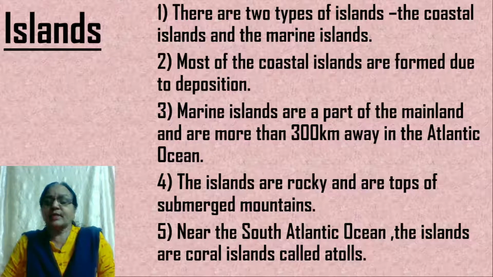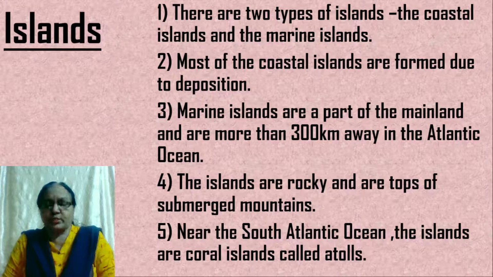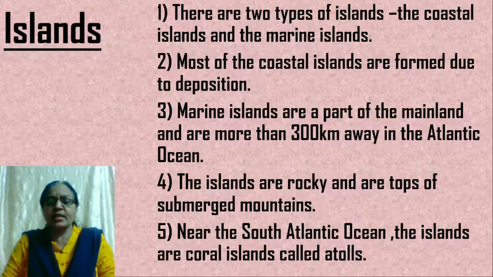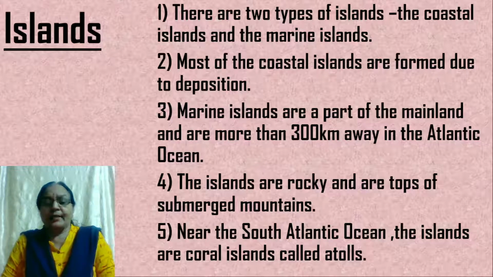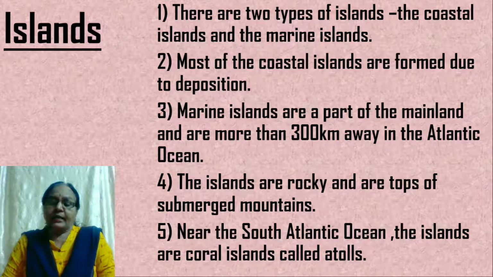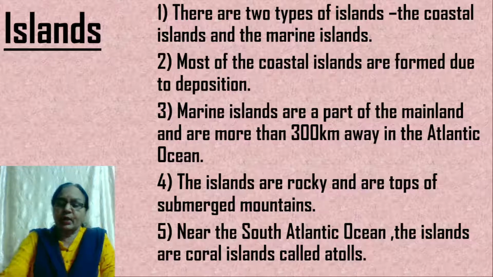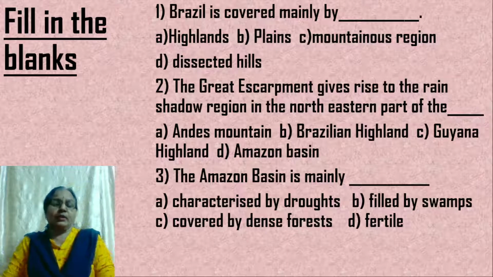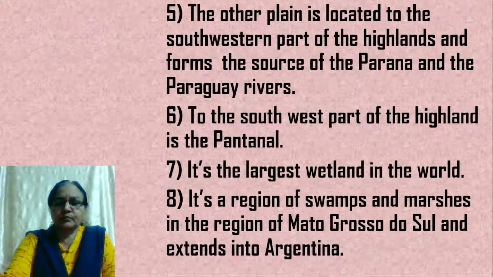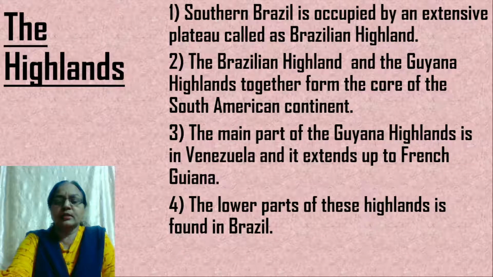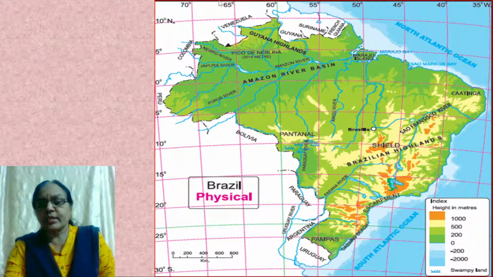Most of these islands are rocky, and they are tops of submerged mountains. Okay, so most of the islands that you see are usually rocky, and they are tops of submerged mountains. And apart from this, we find there are also coral islands called atolls, which are seen in the South Atlantic Ocean. Now, I'll show you, okay, see, this is Marajó Island. Okay, this is formed as a result of deposition of alluvium. This is a coastal island.